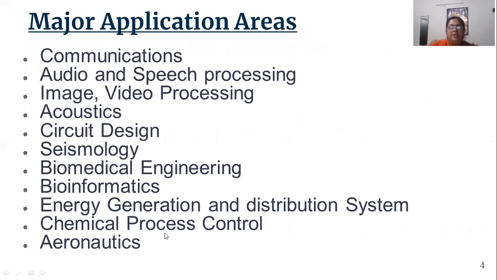So we can define the major application areas of signals and systems. For example, communications, audio and speech processing, image and video processing, acoustics, circuit design, seismology, biomedical engineering, bioinformatics, energy generation and distribution systems, chemical process control, aeronautics, and many more application areas where we can form a system through which we can apply the input and get the output response of the system.